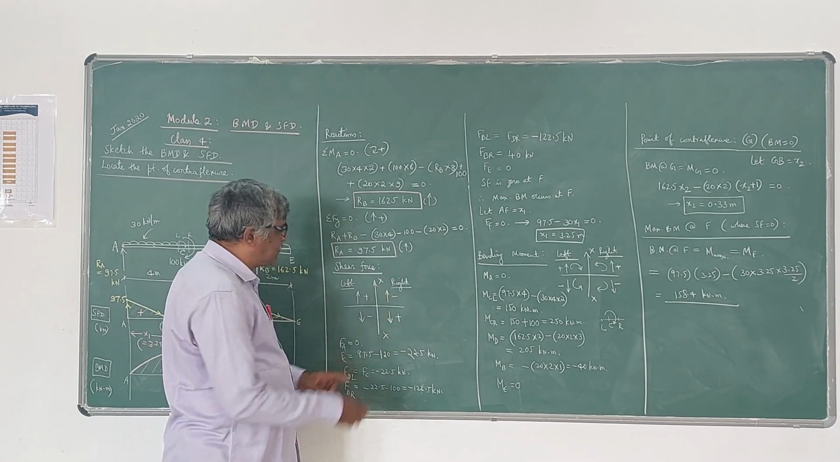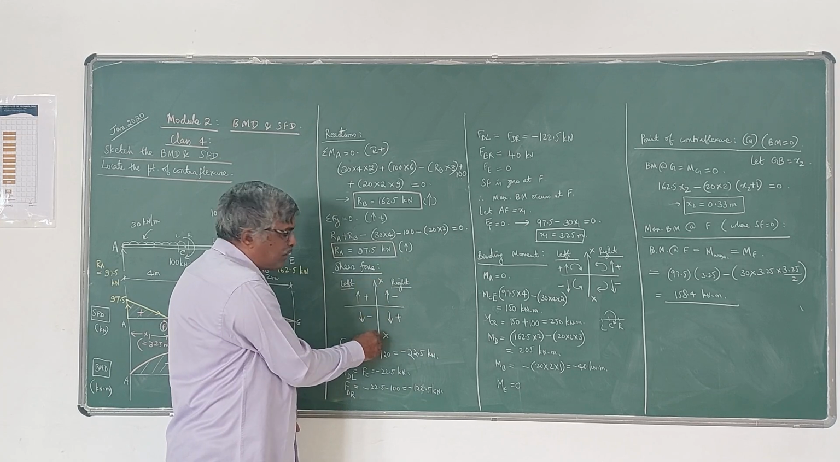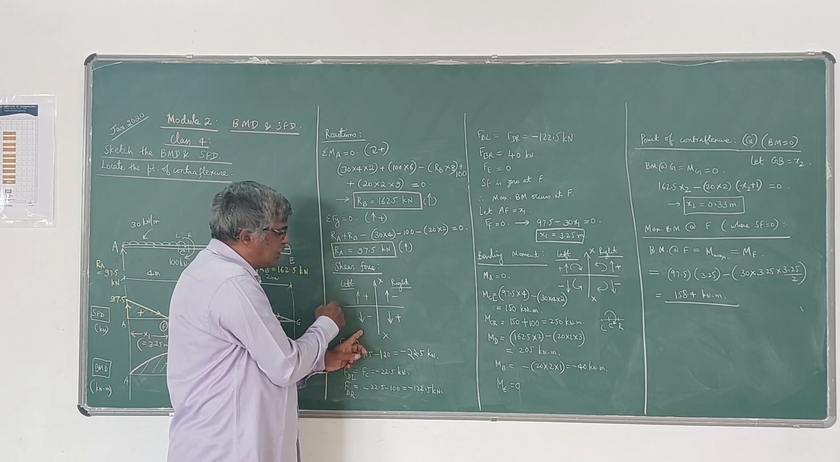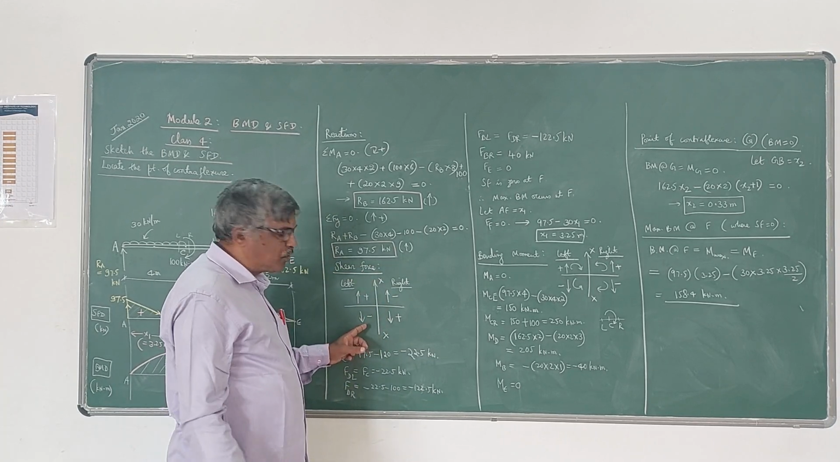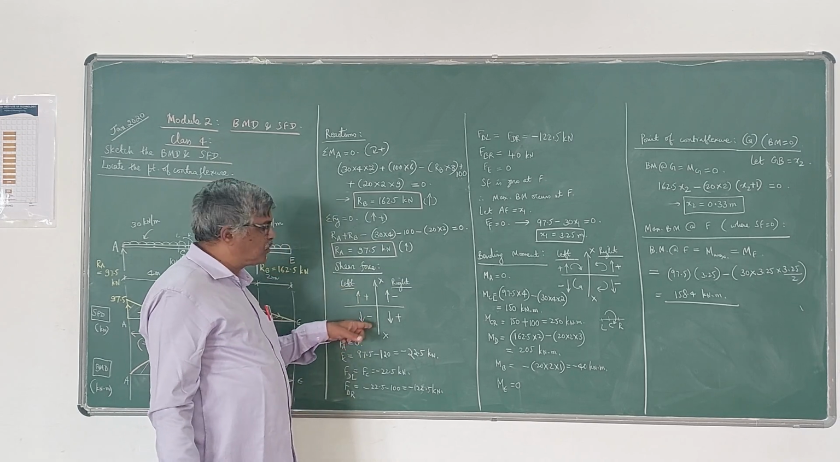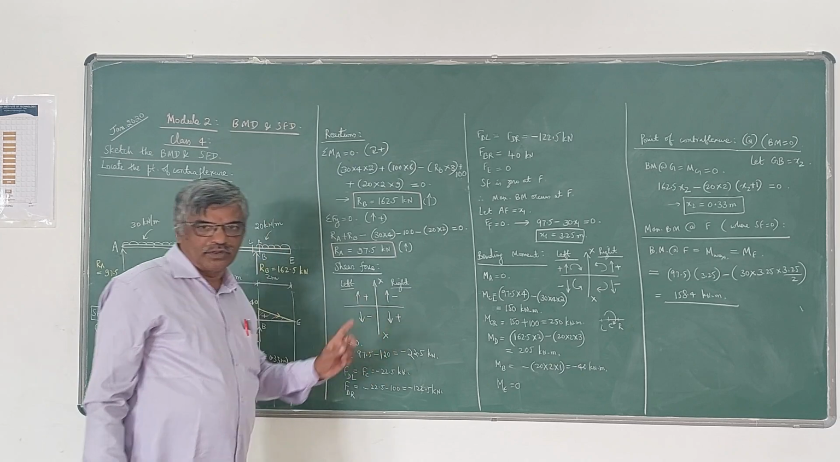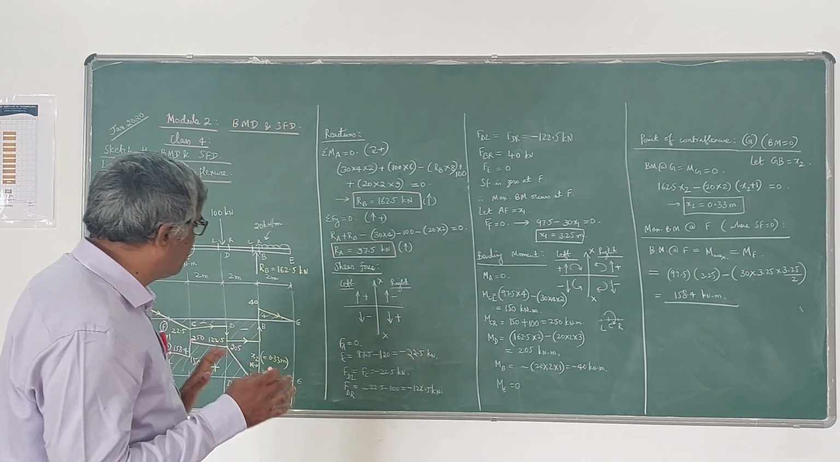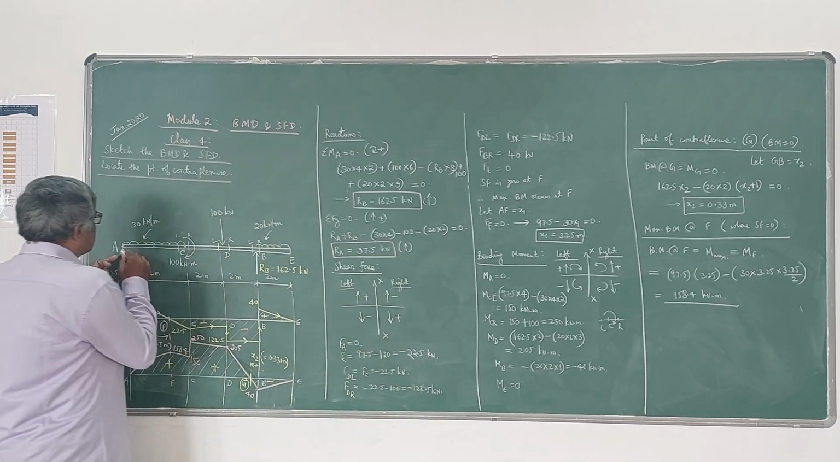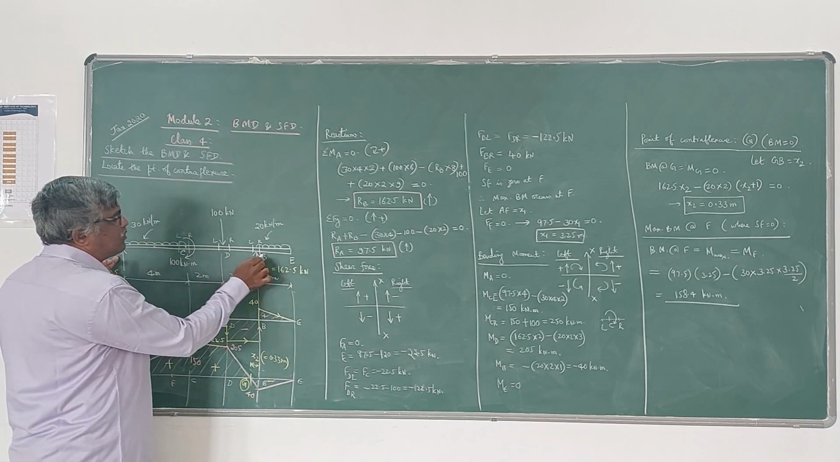Sign convention is this. If you take any section or any point of the beam, if you see to the left side of the section, upward forces give positive shear force, downward forces give negative shear force. If you consider right side of the section, upward is negative, downward is positive. So this is the sign convention we are going to follow. So let us find out the shear force at all these points A, C, D, B, E.